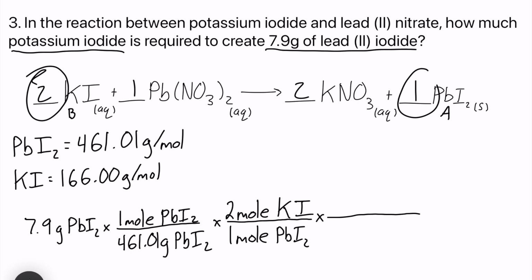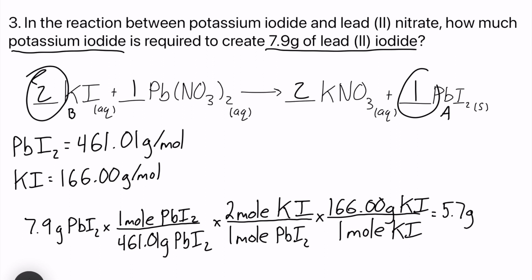And finally, I'm trying to solve for mass of KI, so I need to multiply by the molar mass of KI, which is 166.00 grams of KI for every 1 mole of KI. And if you were to type this in correctly, let's try and get a final answer here. You would get 5.7 grams of KI.